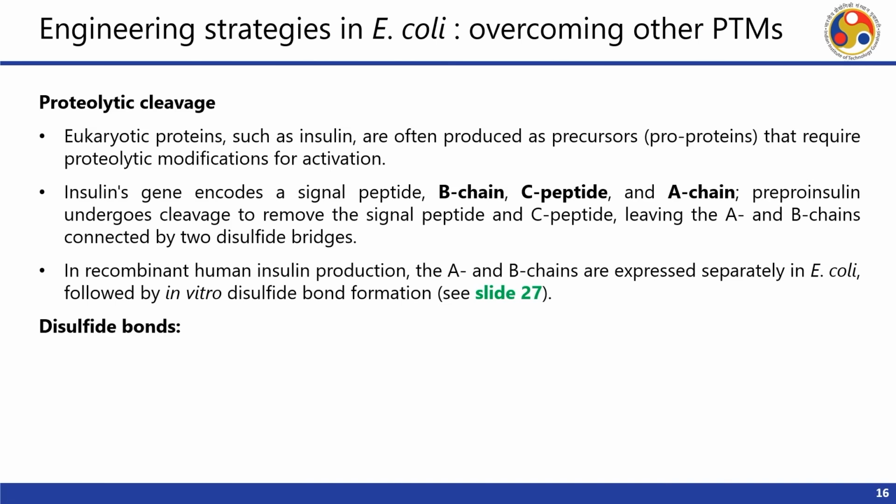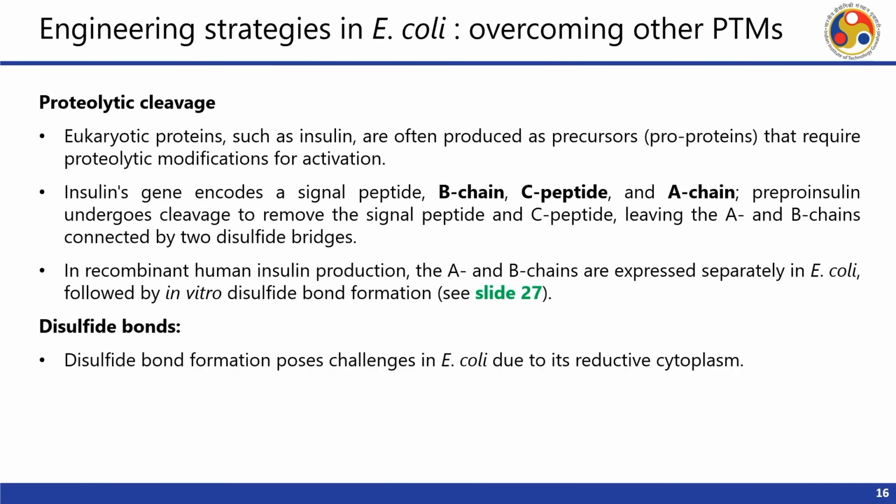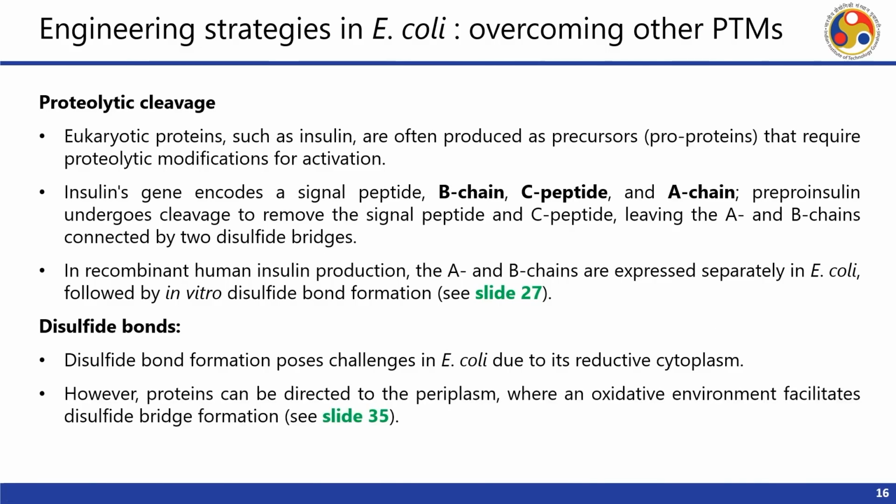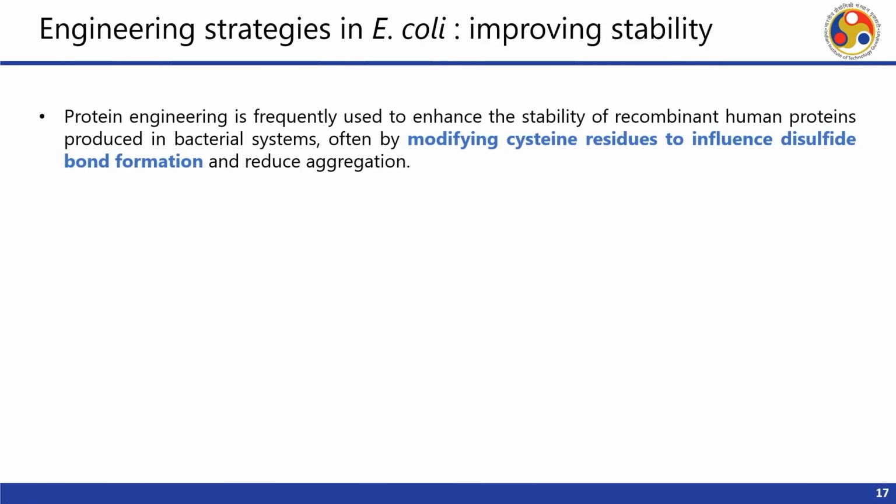Then another important PTM is disulfide bond formation, which poses challenges in E. coli due to its reductive cytoplasm. However, proteins can be directed to the periplasm, where an oxidative environment facilitates disulfide bridge formation. So, we will see this in slide number 35. Protein engineering for improving stability is another engineering strategy.